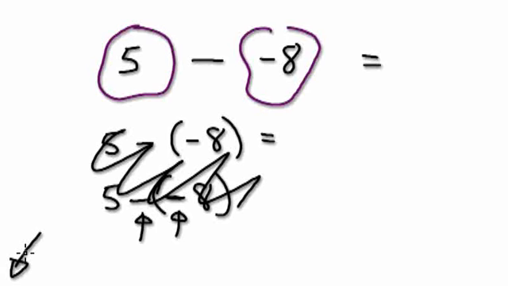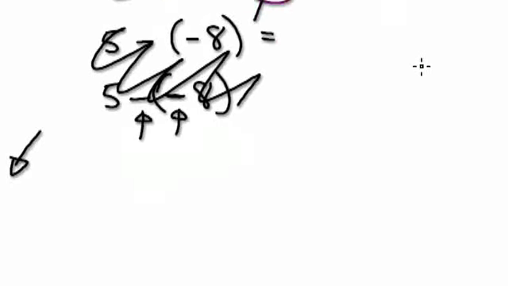Okay, so press pause. So here, I hate this negative being in here, so I'm just going to move it outside here. So basically, it becomes a positive. Okay, so in effect, it's 5 add 8. So that would be 13. Okay, so your answer is 13.